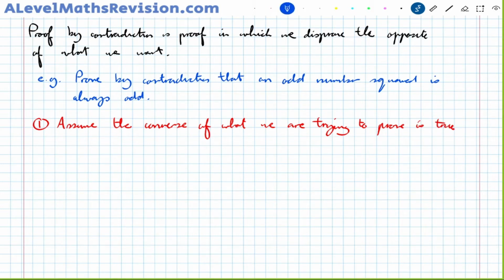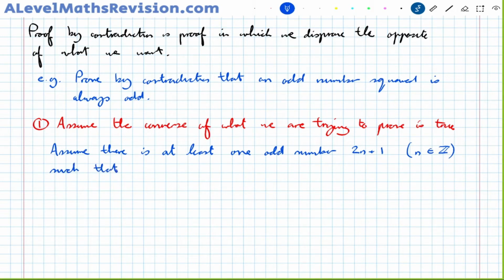So in this case, the converse, assume there is at least one odd number, 2n plus 1, where n has to be an integer, such that that number squared is even. So the statement we're trying to prove is that every time we square an odd number, we get another odd number.